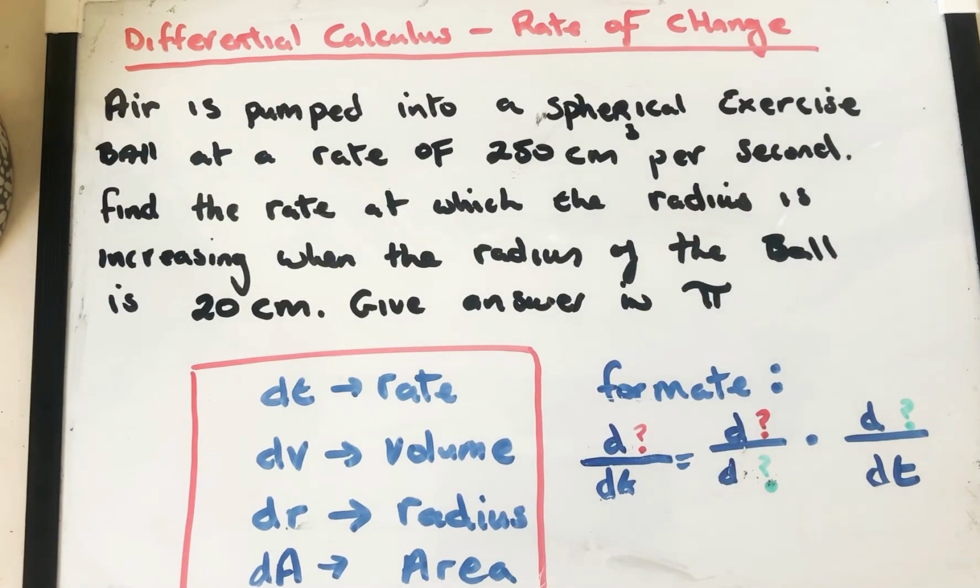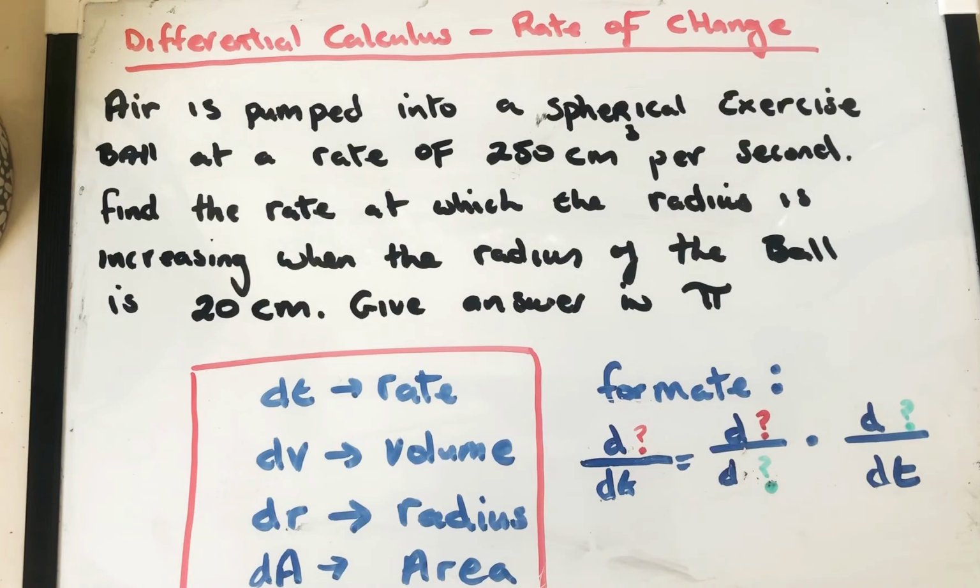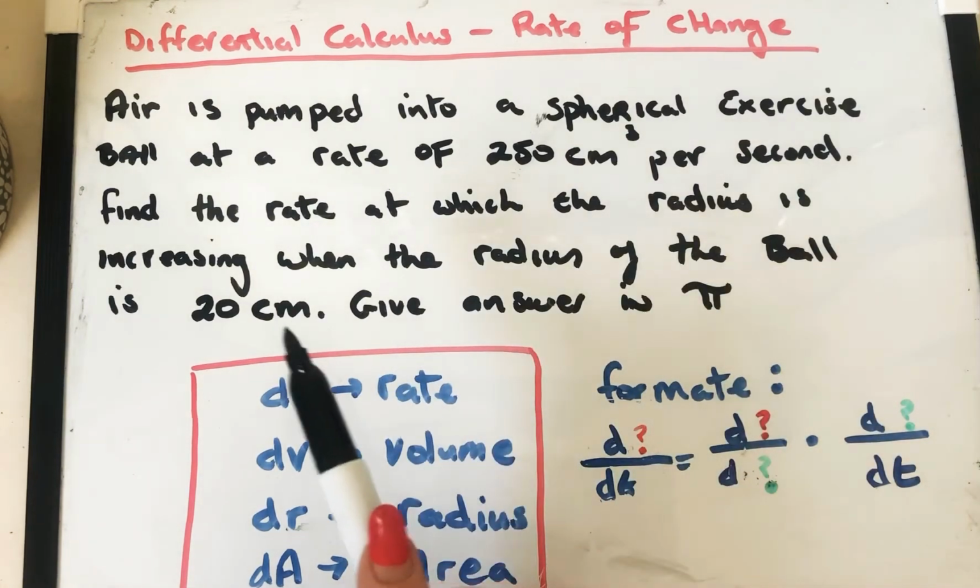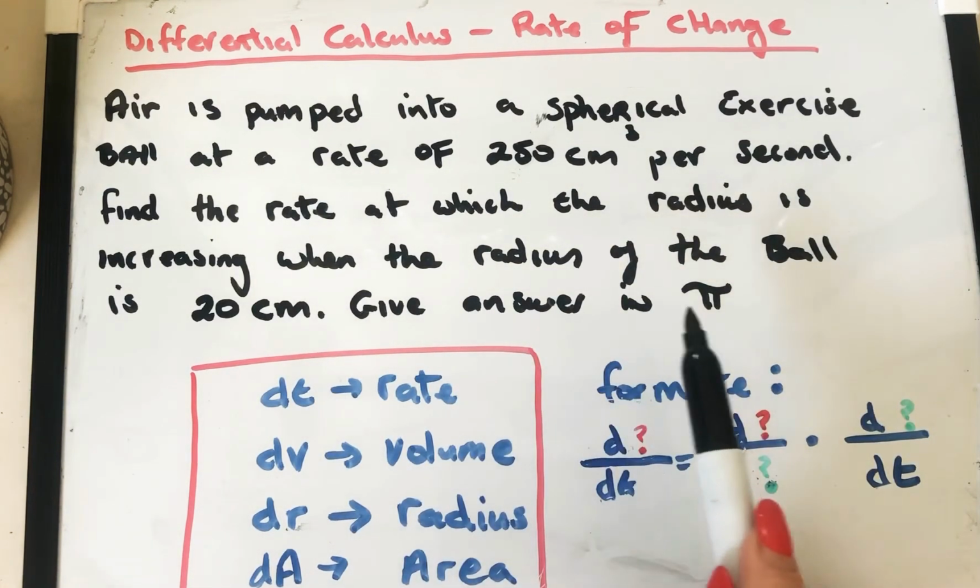In this video we're focusing on the rates of change, and this will be found within differential calculus. So here is the question. Air is pumped into a spherical exercise ball at a rate of 250 centimeters cubed per second. Find the rate at which the radius is increasing when the radius of the ball is 20 centimeters, and give your answer in terms of pi.